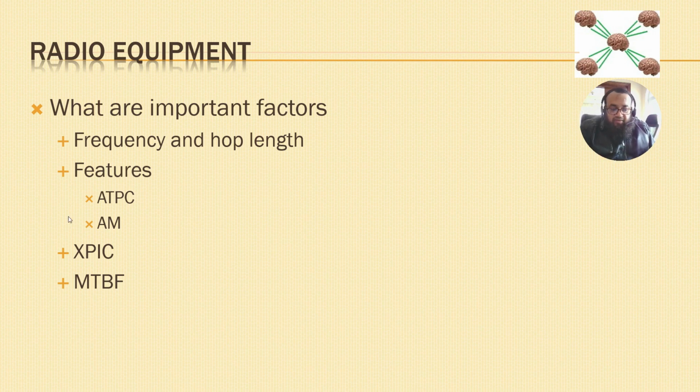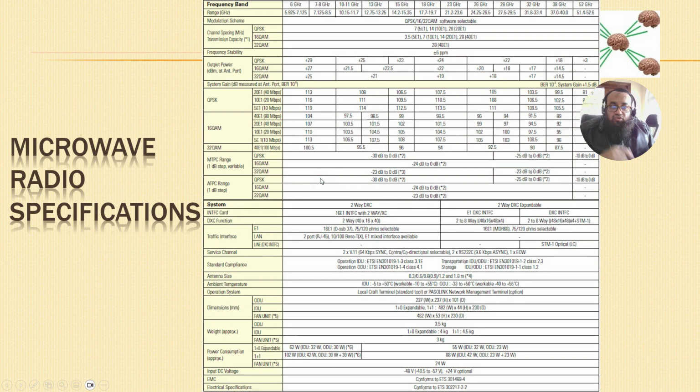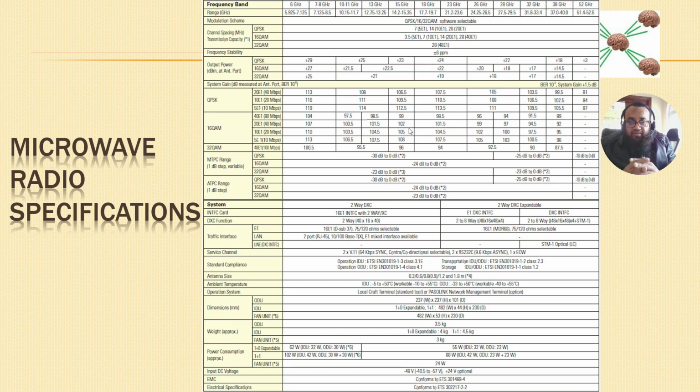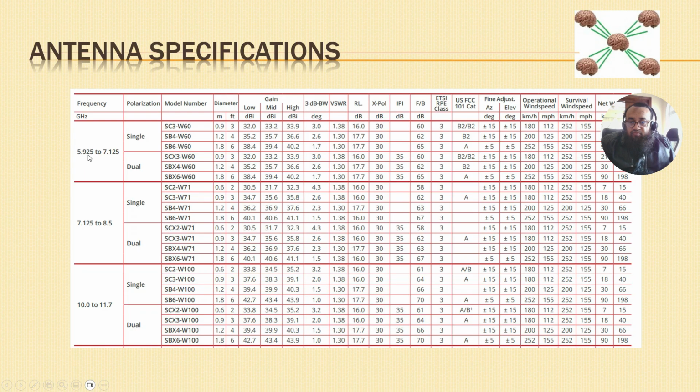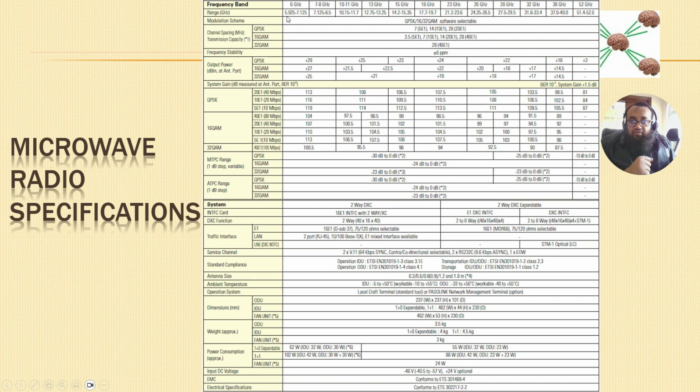Just as with the antenna, I will show you similarly. This is a radio specification, not the same but similar to the antenna specifications. It also has the frequency bands and the specification based on the bands. If you see the frequency band for 6 gigahertz, it's exactly the same as the frequency band for the antenna in 6 gigahertz. Let me show you: this is 5.925 to 7.125, and this is called 6 gigahertz.